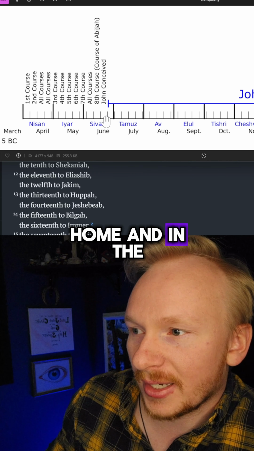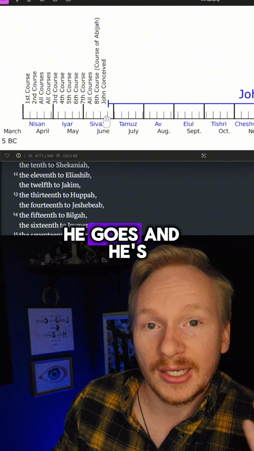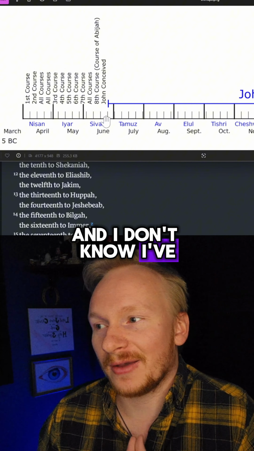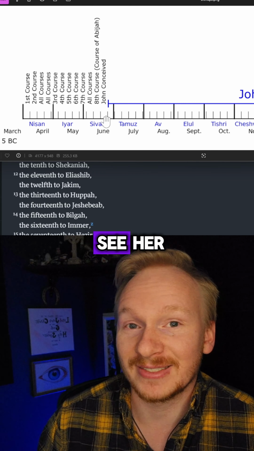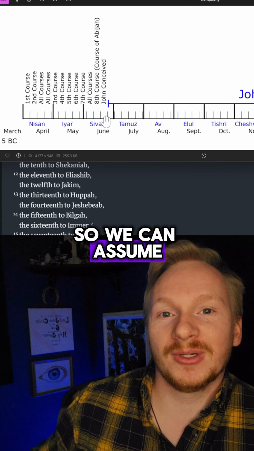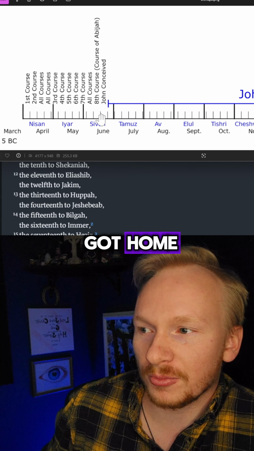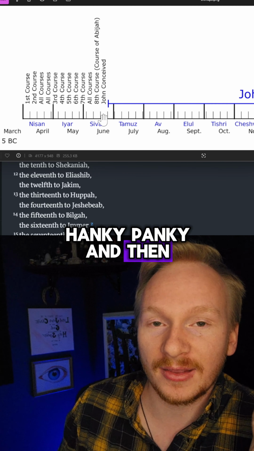And then he goes home, and in the 3rd-ish week of Sivan, he is with his wife. And I don't know, if I'm not with my wife for 2 weeks, as soon as I see her, so we can assume that immediately when he got home, they probably were intimate and then she got pregnant.